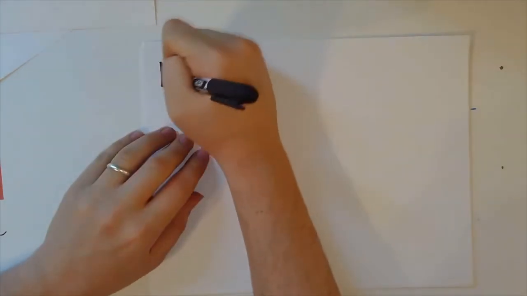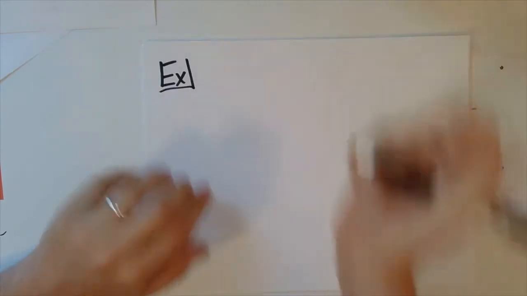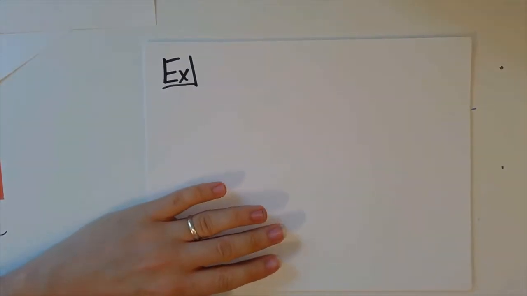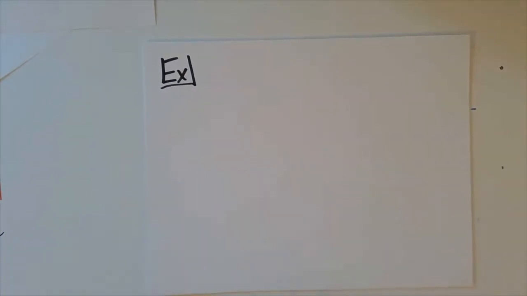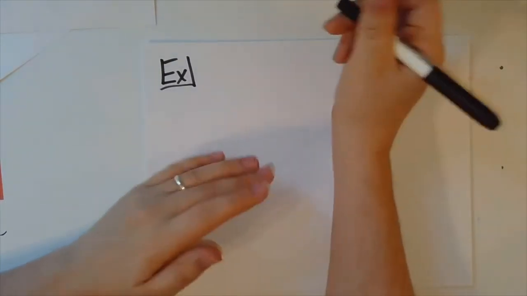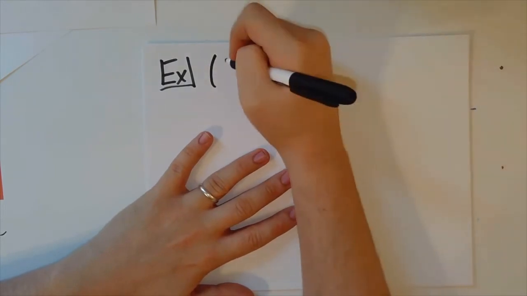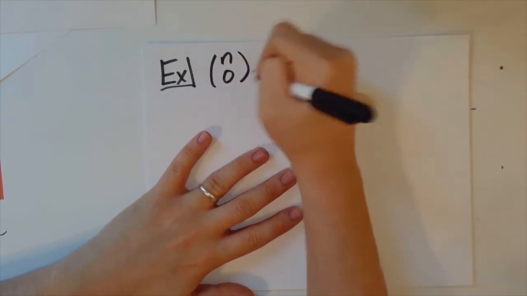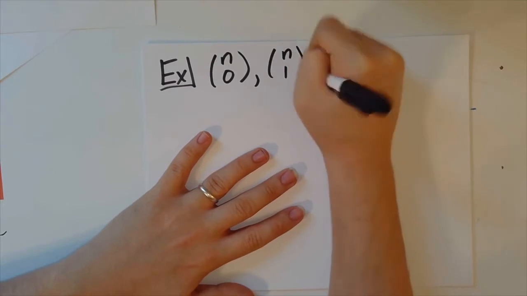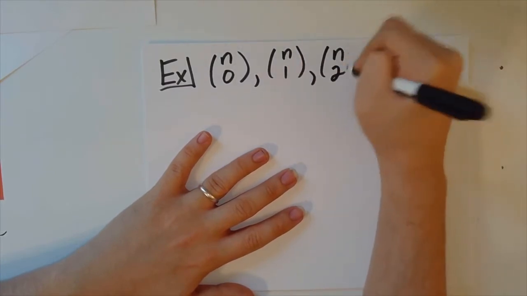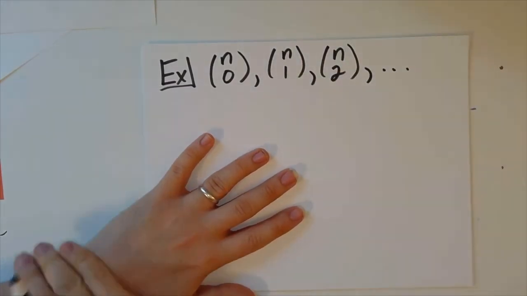I want to do another example where I'm going to start with a sequence that we know well, and then I'm going to figure out how I would write that down as a function. So I'm going to choose some positive integer n, and my sequence here is going to be n choose 0, n choose 1, n choose 2, and so on down the line forever.